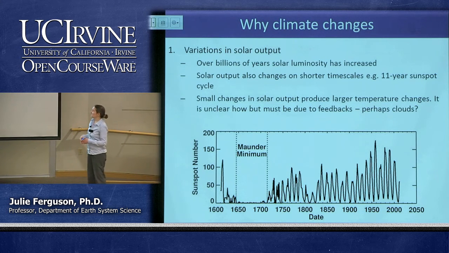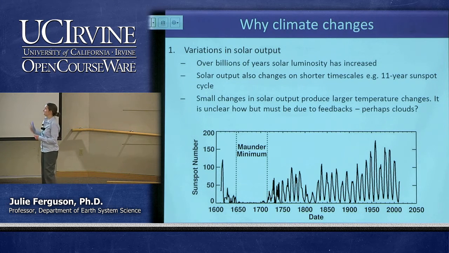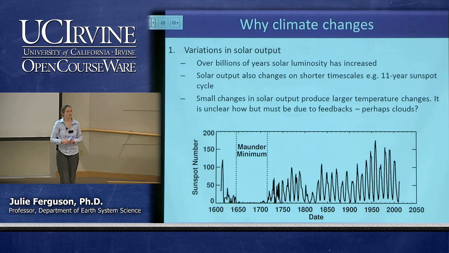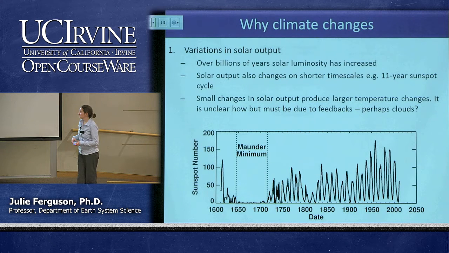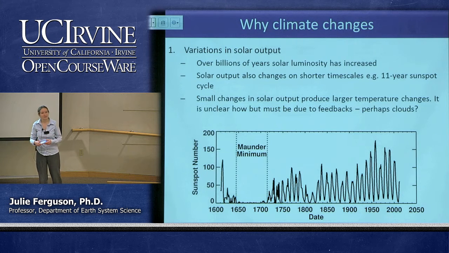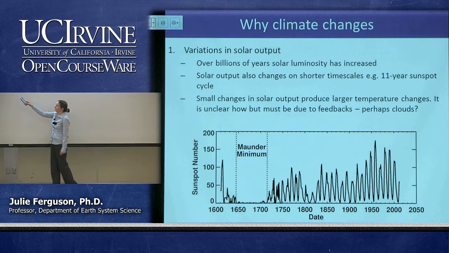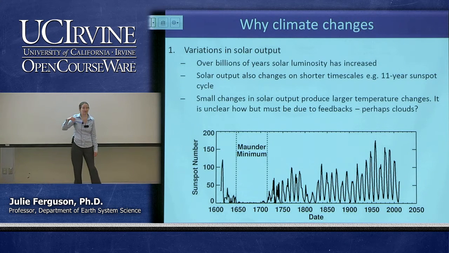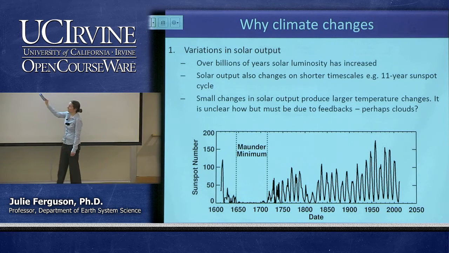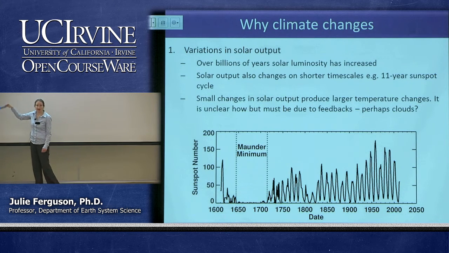Okay? But it's not just over billions of years that solar variability changes. We also see even smaller timescale changes. On an 11-year cycle, we see what we call the sunspot cycle. When we have lots of sunspots, the sun is more active. We're getting more radiation than when we don't have sunspots. You can see that they counted the sunspots back maybe 200, 300, 400 years. And on top of that 11-year cycle, we also see much longer-term wobbles in how much solar output there was.